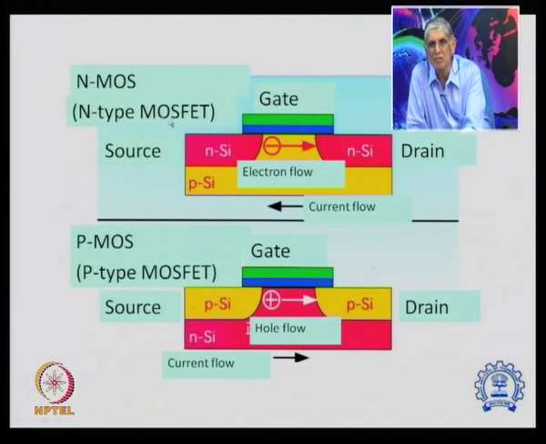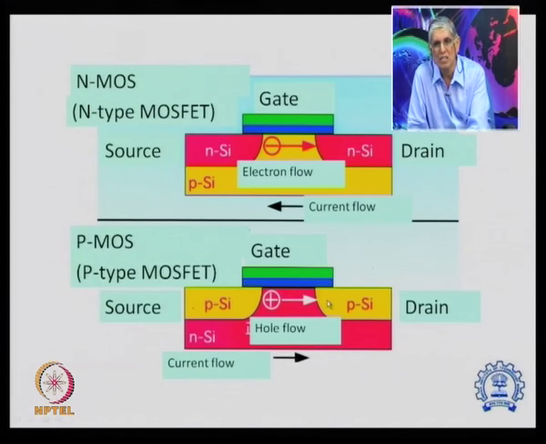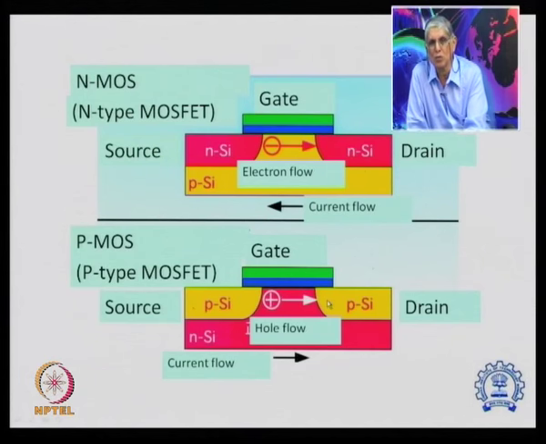So, we say n type because the carriers were electrons, whereas in the case of p channel we started with an n substrate. We have a negative voltage on the gate to actually create an inversion layer of holes. Between p silicon source and p silicon drain, holes can move, and therefore hole motion was also possible, and we therefore declared it as p-type MOSFETs.